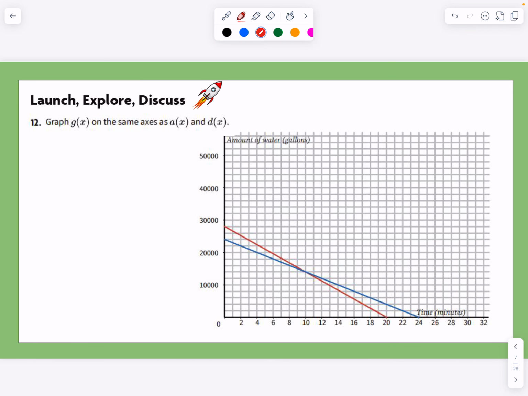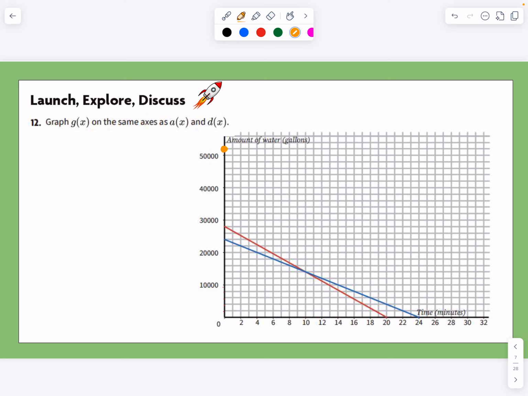So graph g of x on the same axis as a of x and d of x. We already said that what we want to do is combine those two amounts. So we know we're going to be at 52. These are 2, 4, 6, 8, 10. So we're going to be starting right about here. I should probably use a different color since that's already going to be a red one there. So we're going to start here, and we know we need to decrease. That's where we're starting when we combine the two pools together, and we're going to figure out what that's going to look like. What it looks like, I don't quite know, but this is what we know so far.